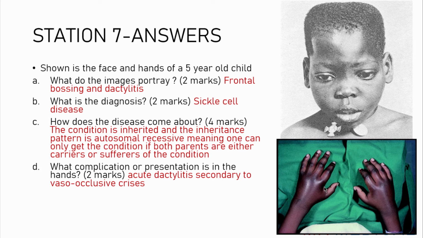So remember that sickle cell disease is an inherited disorder, and the inheritance pattern is going to be an autosomal recessive pattern. So what does this mean? It means that for a child to have sickle cell disease, their parents either have to both be sufferers of the disease, meaning that they both have to be sicklers, or both of them have to be carriers of the disease. What condition or presentation is shown in the hand? So this is acute dactylitis secondary to vaso-occlusive crisis.